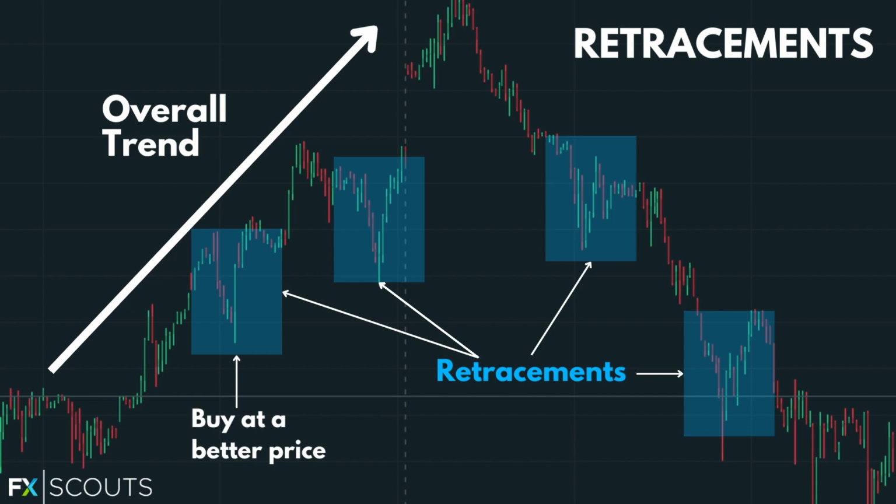Retracements are basically short-term price corrections during an overall larger uptrend or downtrend. These are temporary price corrections that don't indicate a change in the direction of the larger trend. So the main benefit of retracements is that you can enter a trade in the direction of the larger trend at a better price just before the continuation of the larger move.